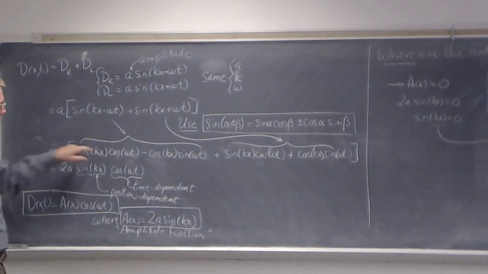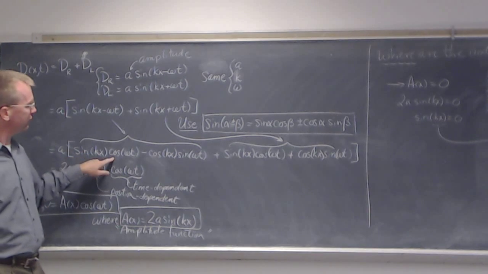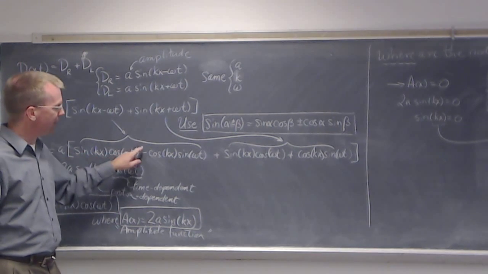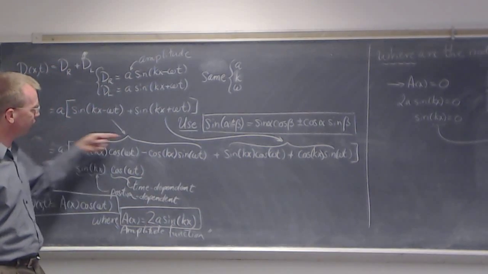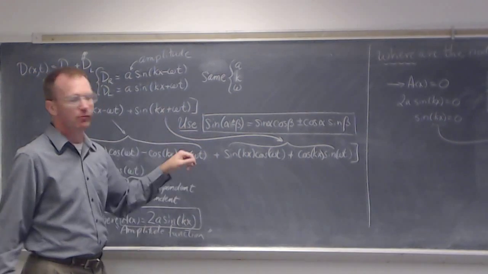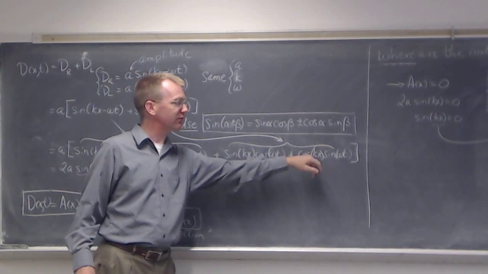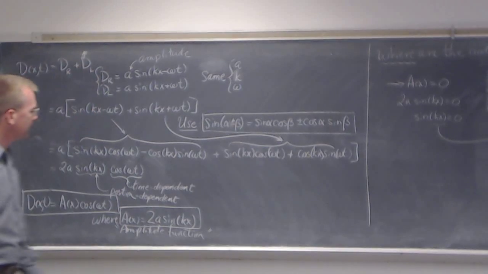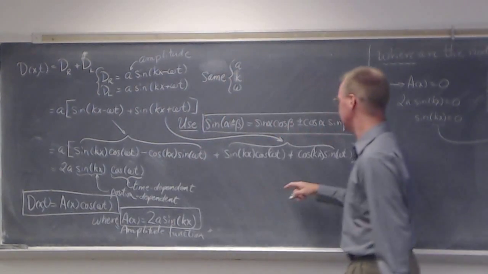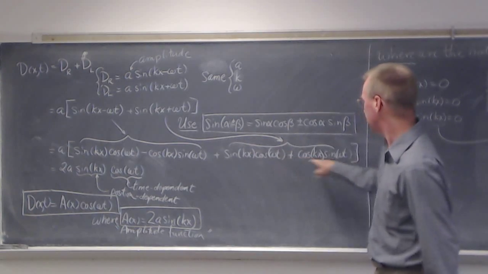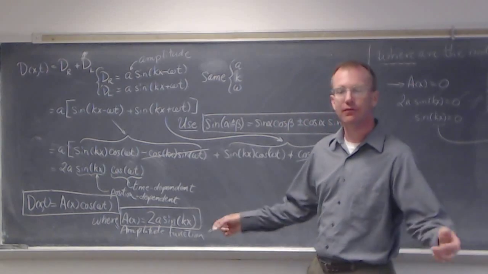So this first one becomes, I've still got the a outside, sine of kx times the cosine of omega t minus cosine of kx times sine of omega t. That's the first one, the wave that moves to the right. Plus, now I've got the wave moving to the left. Sine of kx cosine omega t plus cosine of kx times sine of omega t. Well, the cosine kx sine omega t appears here negative, there positive. That's gone. Life is simpler.